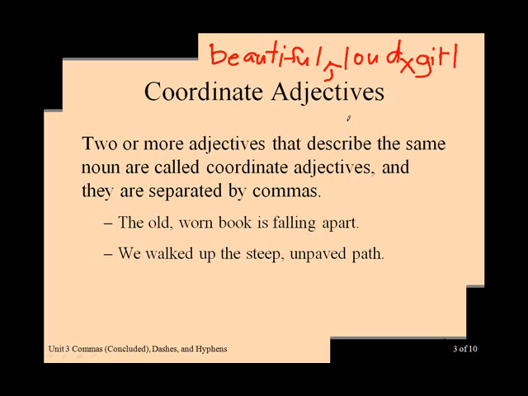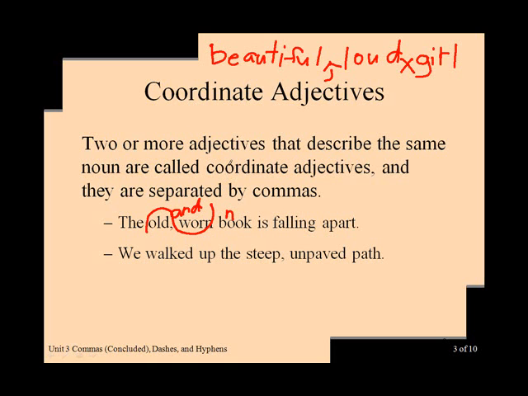And one of the ways to make sure that we have this, because you'll start to see them and you'll want a way to check it. Well, the best way to check it is if you have two adjectives that are equally describing the same noun, you can switch them and you could say the worn old book just as easily as you could say the old worn book. Still means the same thing, still makes sense. Another thing that you can do is put and in between them. It's the worn and old book.